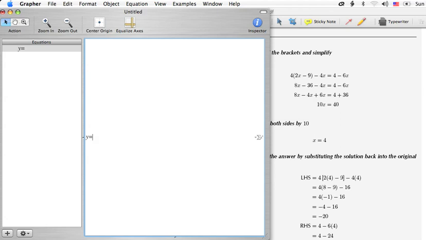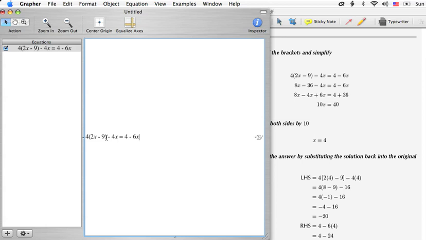Now we already talked about some of this, but let's just go ahead and refresh. The problem is right over here, and it's 4 times (2x minus 9) minus 4x is equal to 4 minus 6x. I'm typing this into Grapher, so when I hit return, typically it'll either try to graph something or give me an error. If it gives me an error, just ignore that. So that's our equation right there.